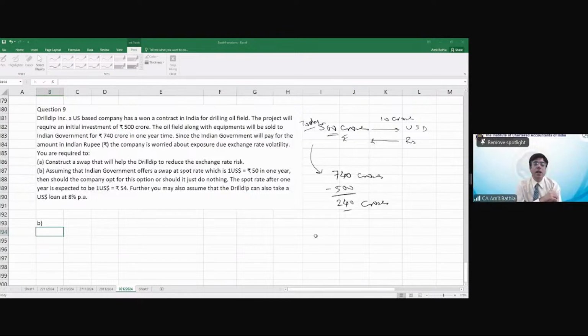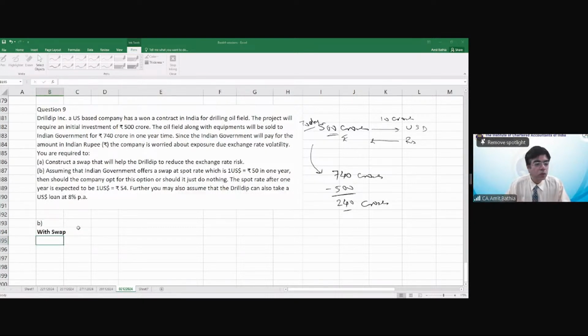Now the challenge which arises is that I have the exposure only for the profit element, which is 240 crores. So that is my first part, A part, which is constructing a swap. Second part, we will do the calculation. What happens when I do the swap and what happens when I don't do the swap? First we are going to do it with the swap which is on offer. So if I do the swap, what will happen?